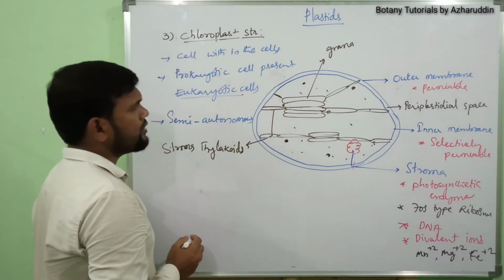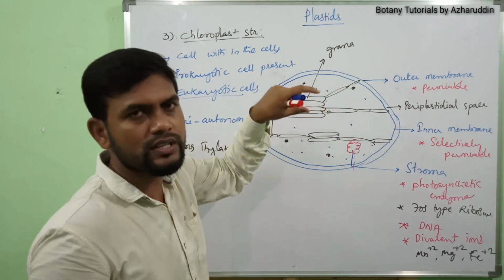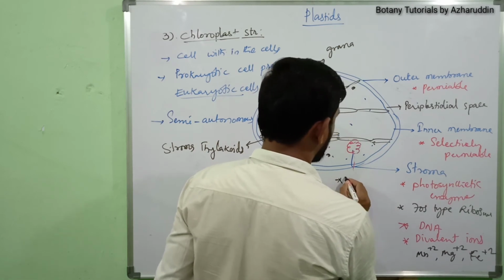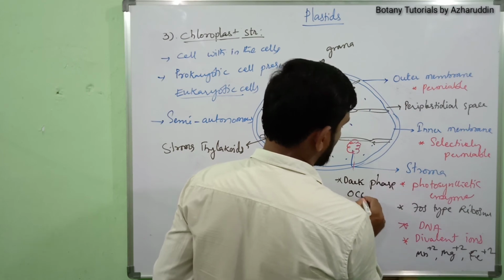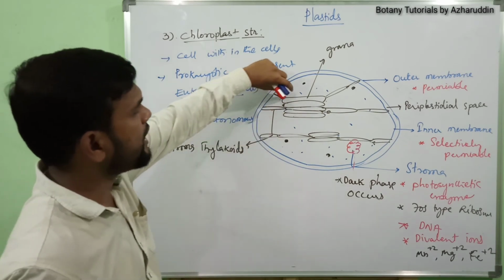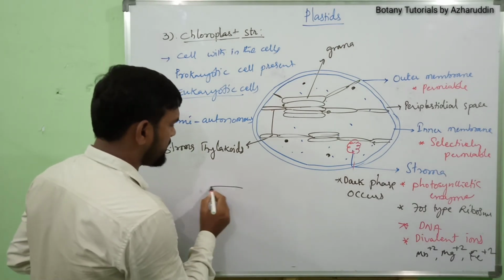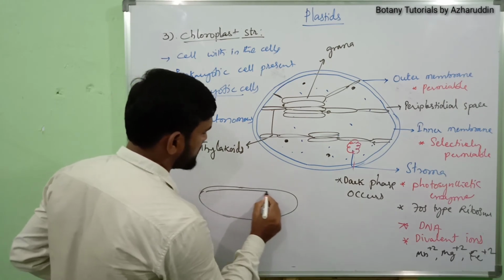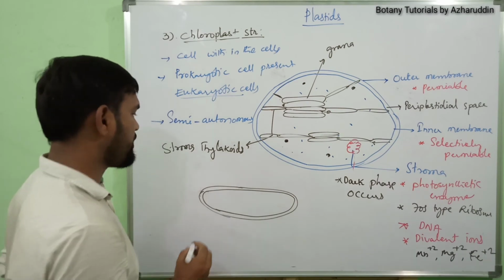Next, coming to the stroma, in the stroma region, the dark phase of photosynthesis takes place. The dark phase occurs in the stroma, and the light phase occurs in the thylakoid membrane. This is a thylakoid. The thylakoid contains a unit membrane, that means a lipoproteinous membrane.